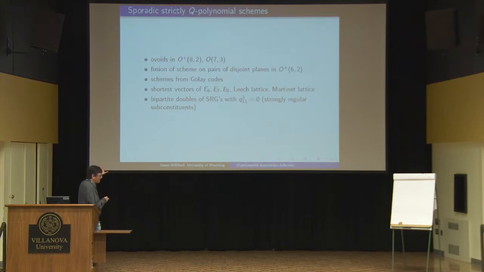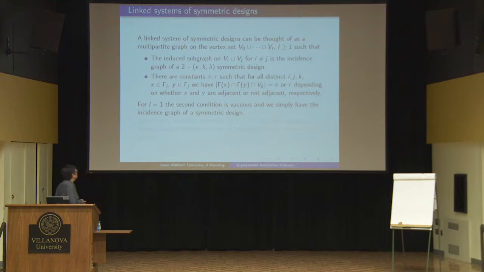Okay, so I want to step away from the sporadic things and talk a little bit now about some of these infinite families of Q but not P. All right, so the first one I wanted to look at was linked systems of symmetric designs, which is, and as a forewarning, I guess the original definition allowed for the designs to have different parameters. I'm going to assume they all have the same parameters. But from what I understand, there aren't any examples known.